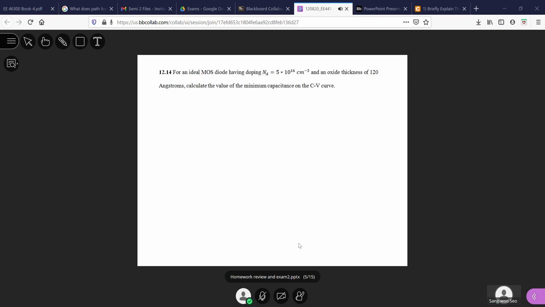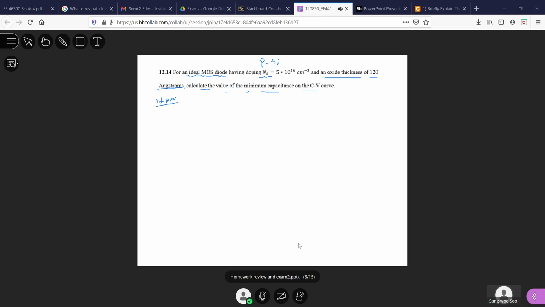12.14. Here we have an ideal MOS diode, and the doping is Na, which means that this is P-type silicon. We have an oxide thickness given as 120 angstrom, which means that this is 12 nanometer. For this condition, calculate the value of the minimum capacitance on the CV curve.